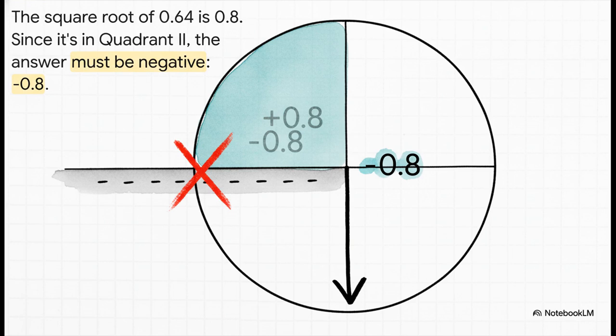But wait, is it positive or negative? This is where that little clue about the quadrant is so important. In quadrant 2, that's the top left section of the circle, all the x values are negative. And since cosine is the x value, our answer has to be -0.8.